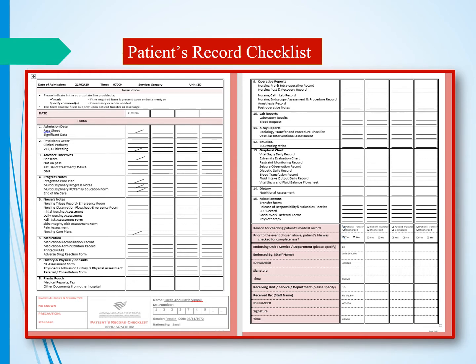What are the forms inside the patient's chart? The transferring and the receiving staff will affix their full name, designation, ID number, and sign the form indicating that he or she received the patient's chart with the listed forms. See example.